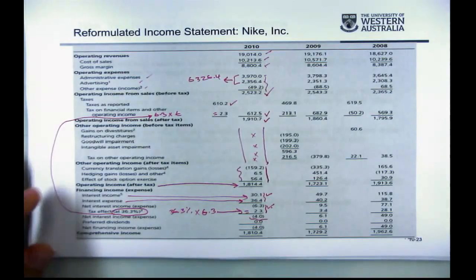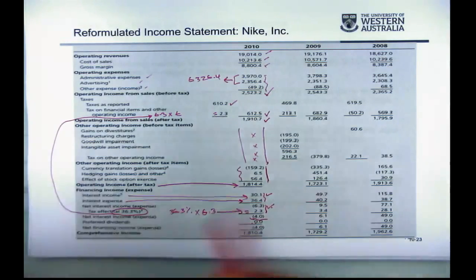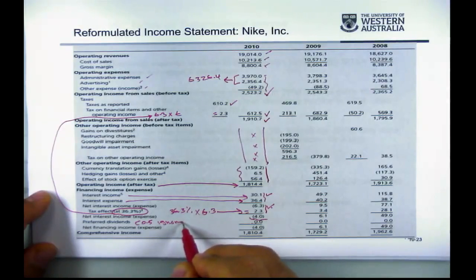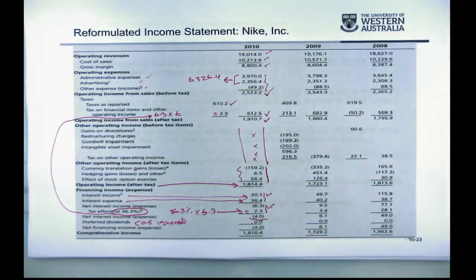There is a preferred dividend. It should be added to the net financial expense to calculate the gross amount after tax. But because it is less than $500,000, it is ignored. This is the practice, the tradition in practice. If any item is less than $500,000, it is normally ignored. We do not care about the calculation. You can add it if you wish. It's not a big deal.